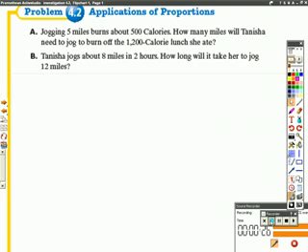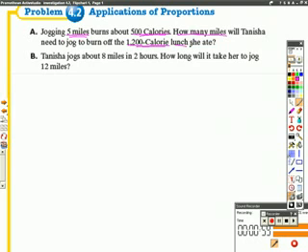Because we are covering this right now in math, I'm going to show you how an everyday situation turns into a proportion problem and a way for you to try to solve it. So what we have is part A, jogging 5 miles burns about 500 calories. How many miles will Tanisha need to jog to burn off the 1,200 calorie lunch that she just ate? This is a regular situation that a lot of people face where they're calorie counting.